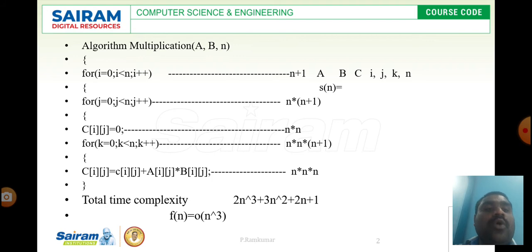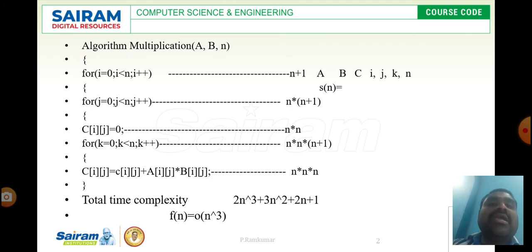For computing the total time complexity, I have to sum up everything: n plus 1, plus n star n plus 1, plus n star n, plus n star n star n plus 1, plus n star n. So totally 2n cube terms are there. So 2n cube plus 3n square plus 2n plus 1 is the total time complexity. When we represent it in terms of a polynomial, it will be order of n cube. This is the concept for identifying the time complexity. And in case of space complexity, we have to find out all the variables.